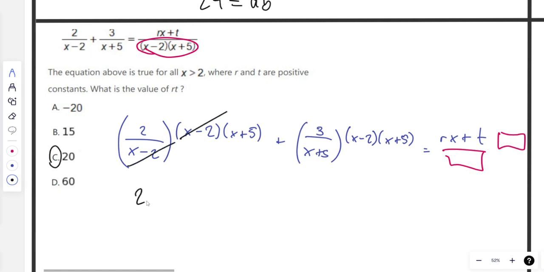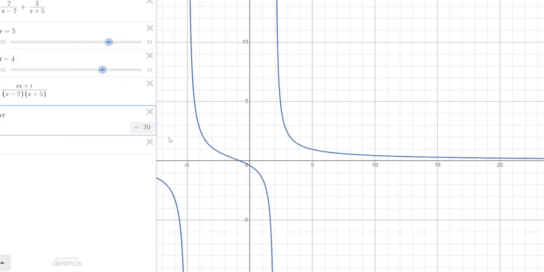This term can also cancel out, so you get 2x plus 5, 3 times x minus 2 equals Rx plus t. But you can see this is a little bit tedious to try to match the coefficients by hand. You can see it takes a little bit of guesswork.